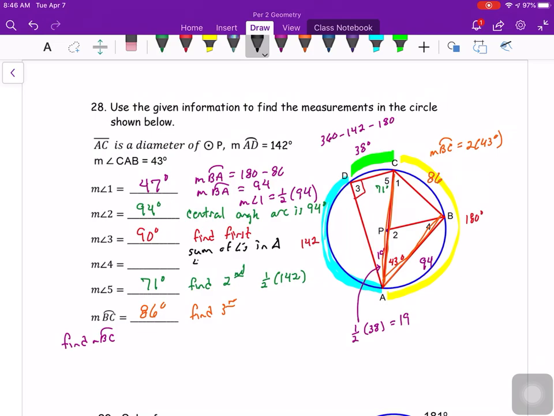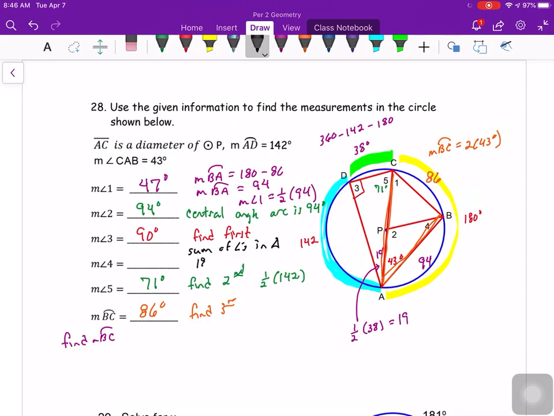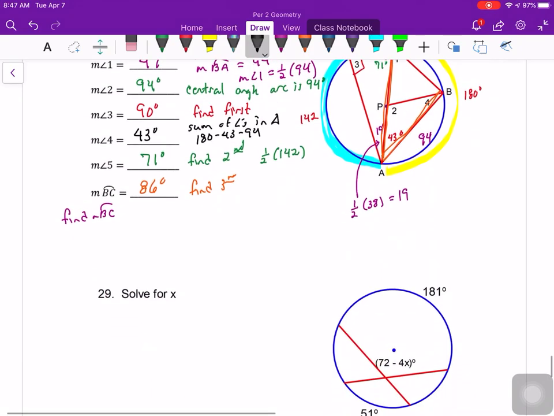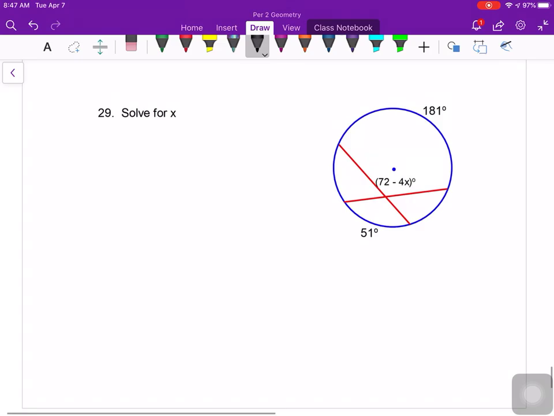Now to find angle 4, sum of the angles in a triangle. So we have 43. Sorry. So we'll take 180 minus 43 minus 94. And we get 43 degrees.